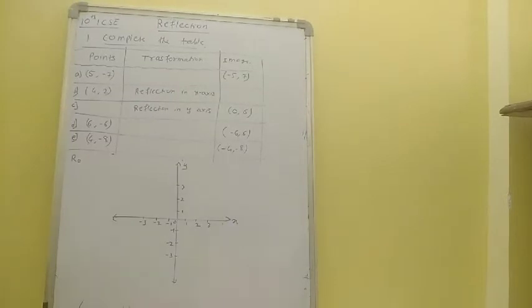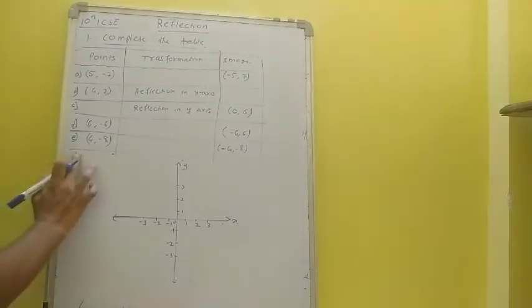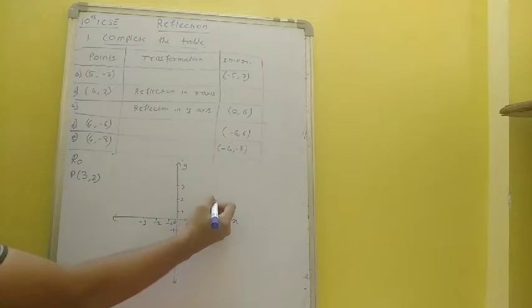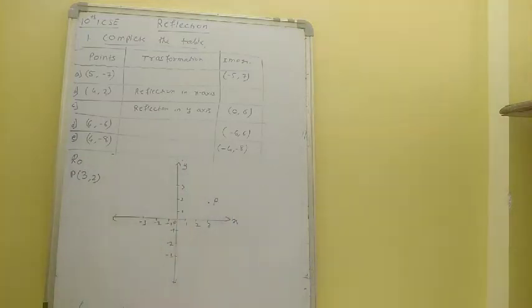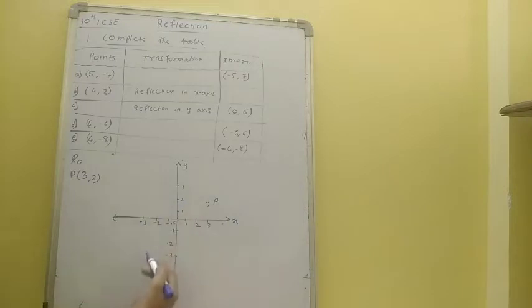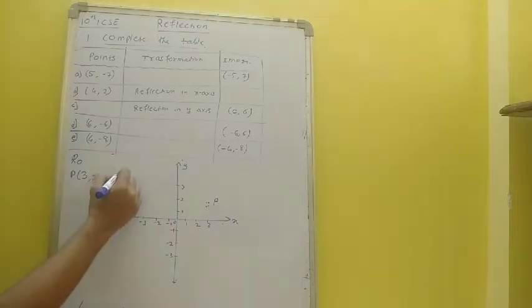Now we will see what is reflection in origin. If I have a point P 3, 2, and if it is reflected in origin, then it will be reflected vertically. It's just like vertically opposite angles in geometry. So 3 comma 2 will become minus 3 comma minus 2.